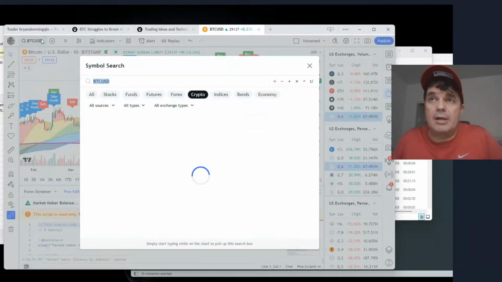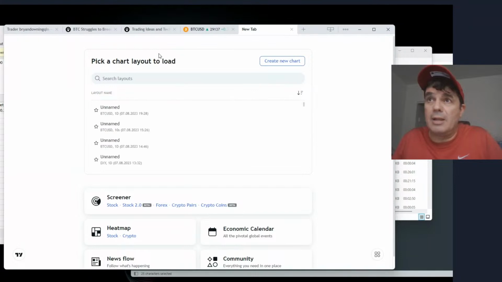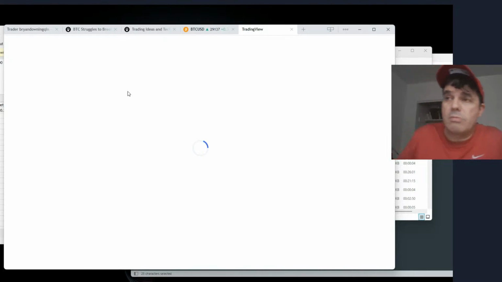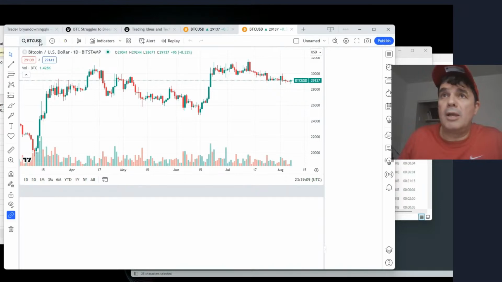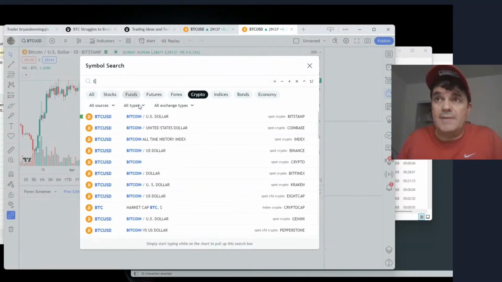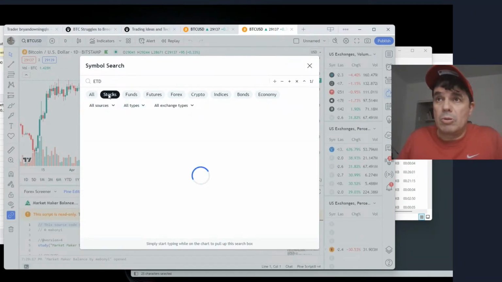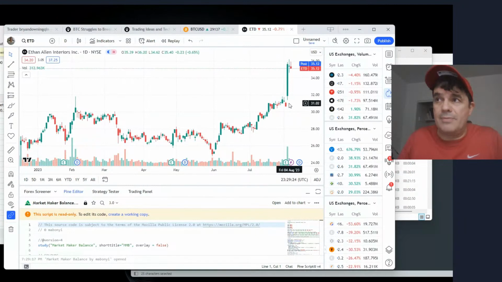So if you're able to do that and know that that particular stock, like Ethan Allen, let me pull that back up. Let me go back to Ethan Allen. So you saw that breakout that I just showed you for Ethan Allen. So ETD. Okay, so here's Ethan Allen. There's the breakout right there.